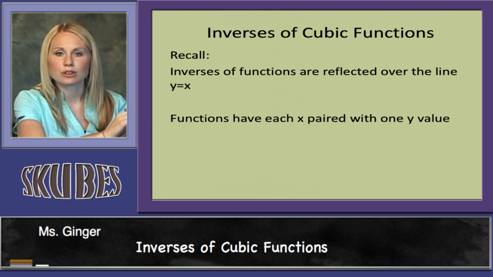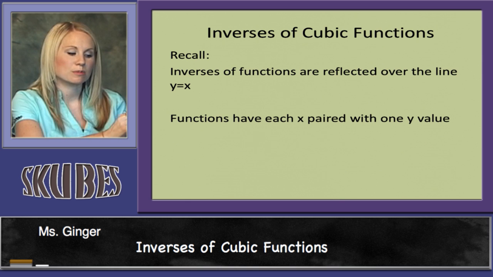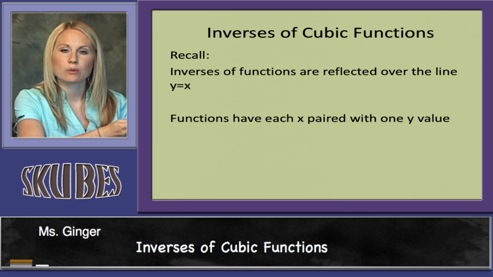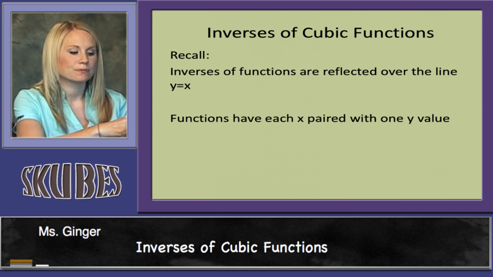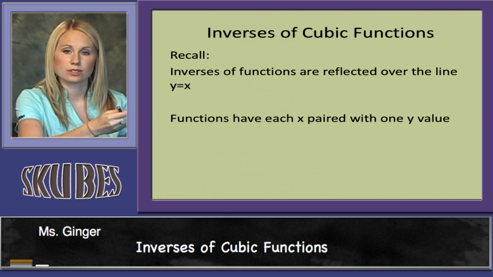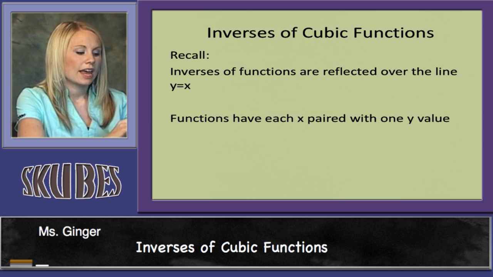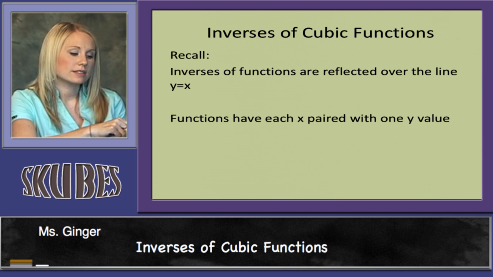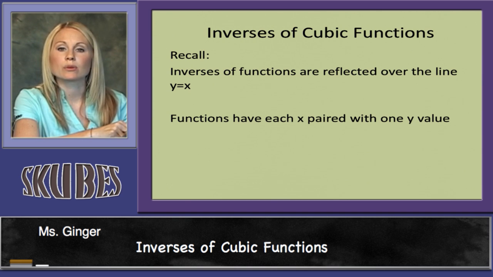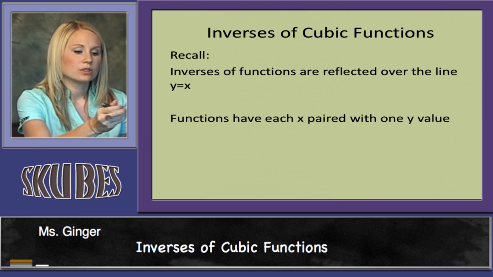An inverse of a function on the graph is going to be reflected over that special line y equals x, that diagonal line that's going through the origin. So anytime we talk about inverses, that's going to occur. And the word function, in general, means that each x is paired with only one y.